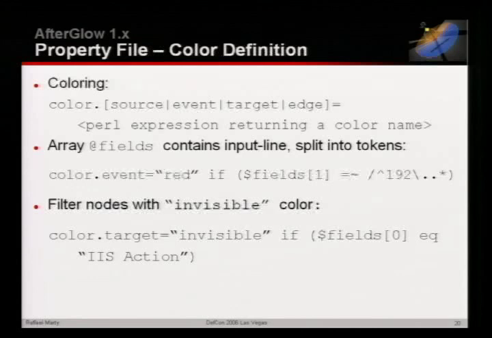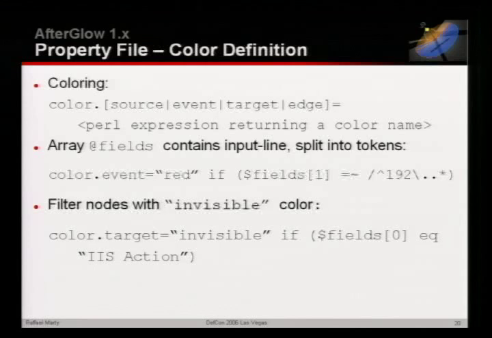Now we're getting into the property file, and this is really where you configure everything for Afterglow. Let's start out with coloring. What you do is in the file, you see color dot and then either source, event, target, or edge. And then you give a Perl expression.